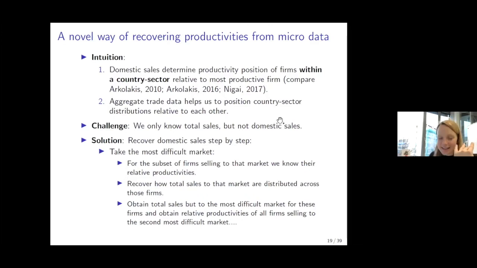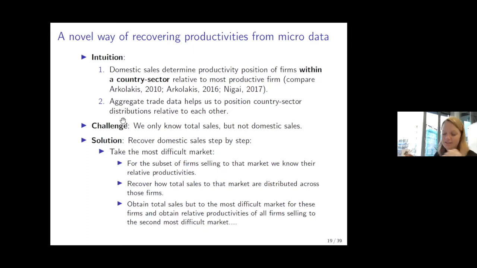Now, this is nice. If we had domestic sales, we would be quite a step further. The problem is we do not have domestic sales, at least for most countries. So we need to try to get at domestic sales somehow. Our idea is to recover the domestic sales step by step using the model at hand. So the intuition is as follows.